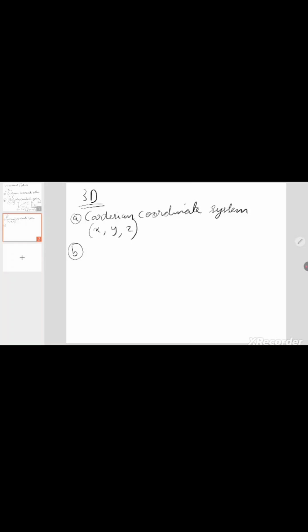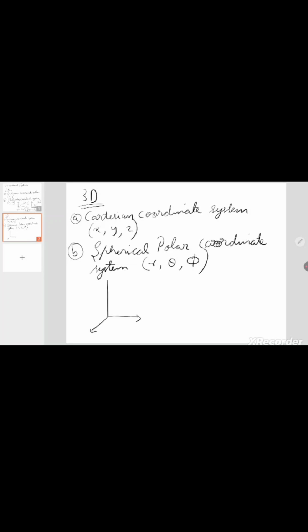Then another type of coordinate system is the spherical polar coordinate system. Here the coordinates are r, theta, and phi, where r is the radial distance, theta is the polar angle, and phi is the azimuthal angle. I will draw a picture. This is the x-axis. This is the y-axis. This is our origin, and this is our z-axis.